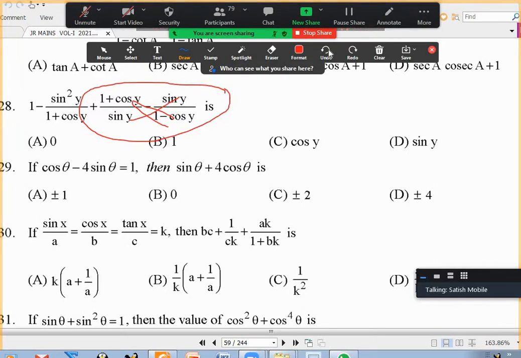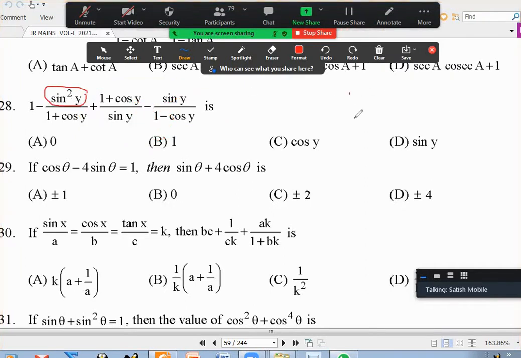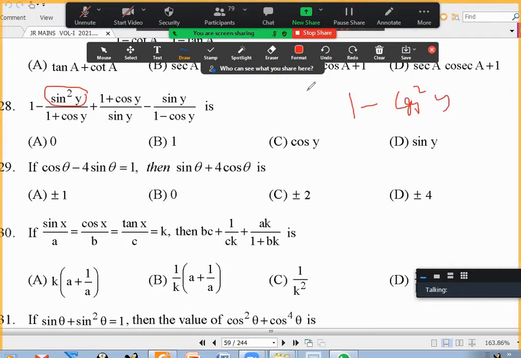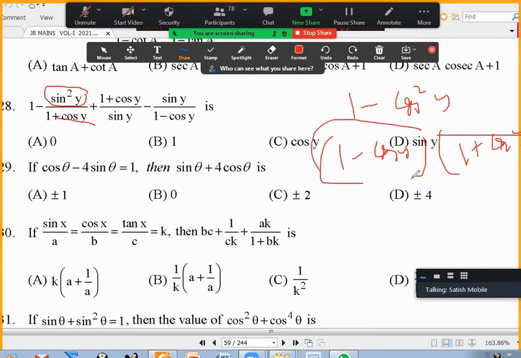Coming to this, sin square y, you can write as 1 minus cos square y. That 1 minus cos square y, you can write as 1 minus cos y into 1 plus cos y. This 1 plus cos y will get cancelled with the denominator. We will be left with only this, and in the beginning 1 minus. 1 minus 1 minus cos y will be cos y. Option.